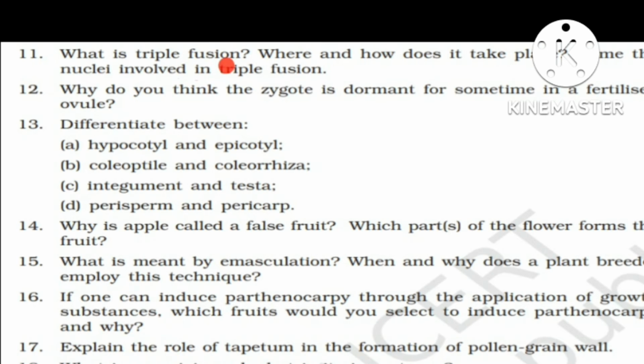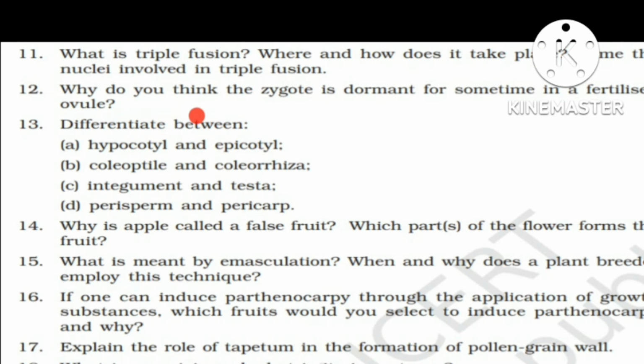The central cell has already got two nuclei. So when the male gamete also joins, there will be three nuclei. They will fuse, and that's why it's called triple fusion. And so it takes place within the embryo sac. And the nuclei involved in triple fusion are the two polar nuclei and the nucleus of the male gamete.